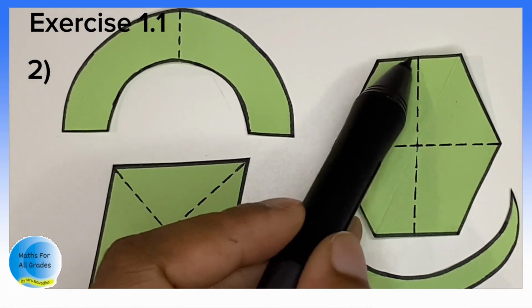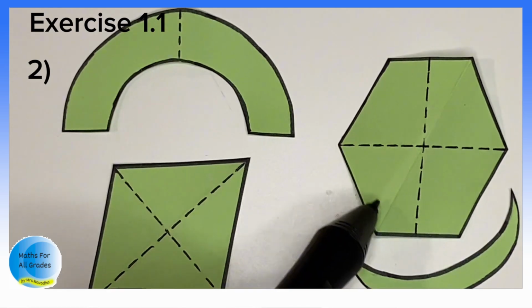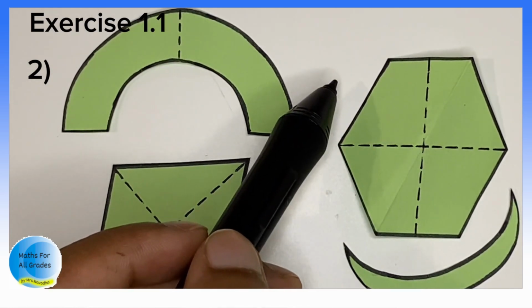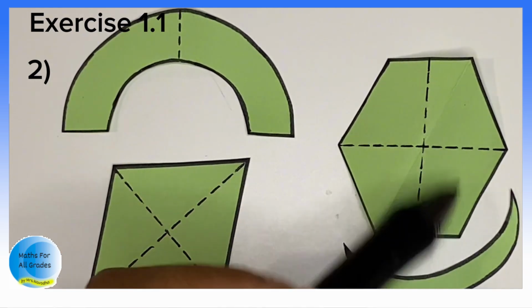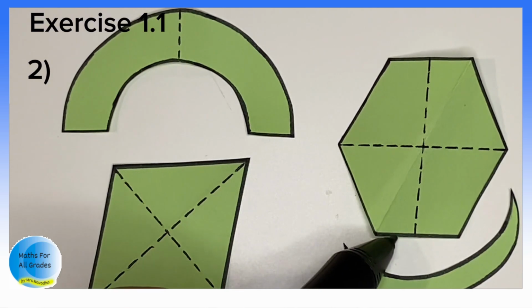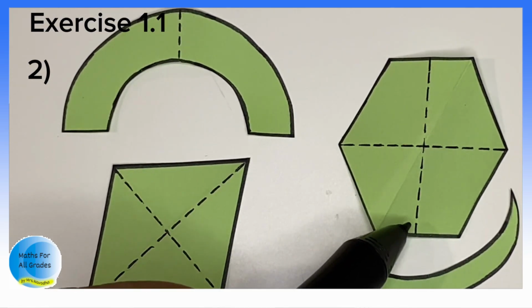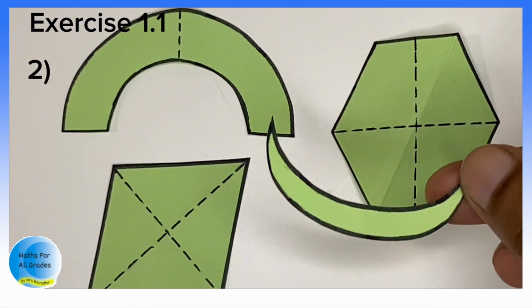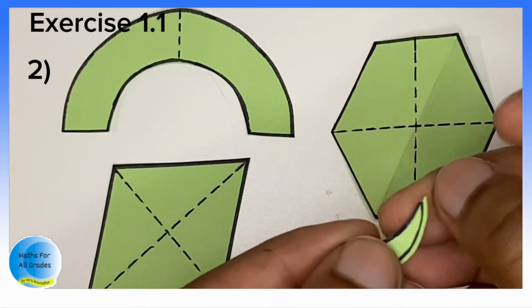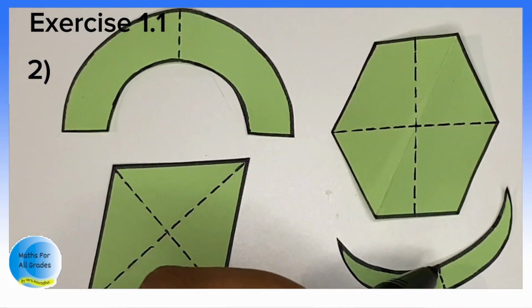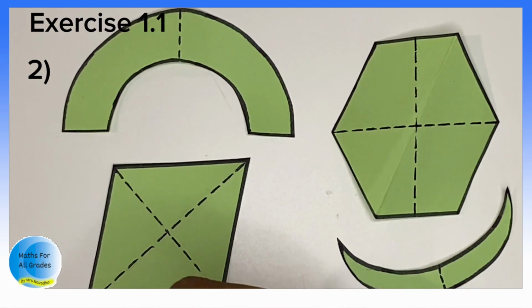Furthermore, if all these 6 sides of this hexagon were equal to each other, then you would get 6 axes of symmetry. In that case, we call this a regular hexagon. Finally, we have a curved shape. It has only one axis of symmetry.